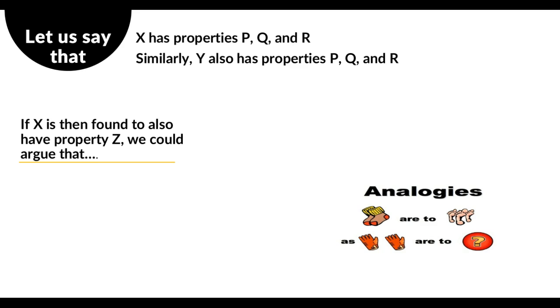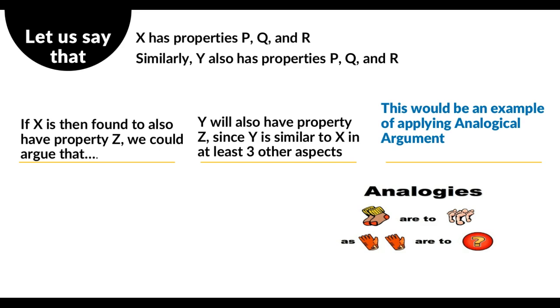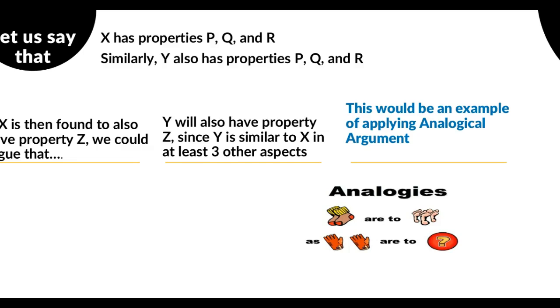Let us say that X has properties P, Q, and R. Similarly, Y also has properties P, Q, and R. If X is then found to also have property Z, we could argue that Y will also have property Z since Y is similar to X in at least three other aspects. In doing so, we would exemplify the application of analogical argument.